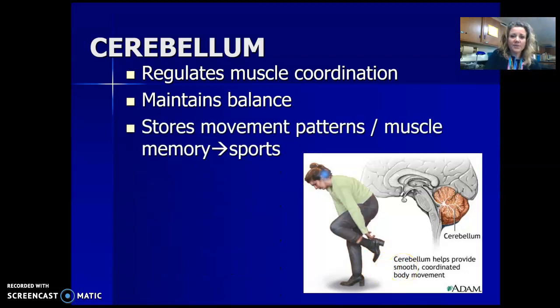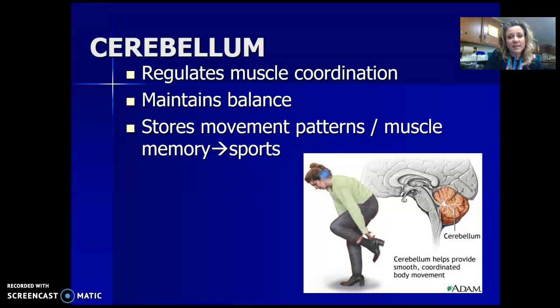It's also going to store movement patterns, so it's responsible for muscle memory, and this is important for sports players. I mean, when you're up to bat at the plate, you don't want to be thinking elbow up, eye on the ball. No, you should have practiced enough by then in order to have muscle memory so that you know how to swing without even thinking about it when the time comes.